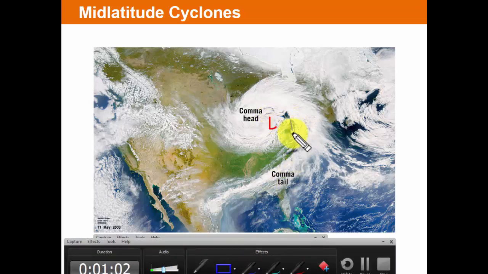Our cold front is going to be probably here. Our warm front is going to extend out like that. And I'm just going to have to use this color to be our occluded front. There's our occlusion right there. So both pips and barbs are on the same side. All right. So here is our warm sector.